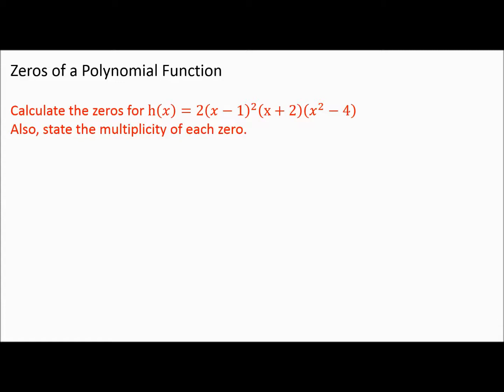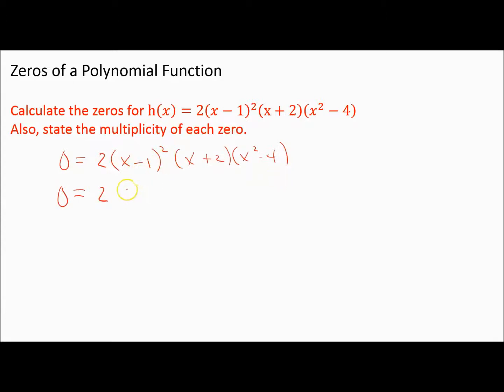So for our next problem, I'm going to set the entire function equal to 0, because notice it asks us to calculate the zeros. And then it asks for something that we haven't discussed yet, and that is the multiplicity of each zero. Now, when you look at this problem, it looks like it might already be factored, but it's not completely factored, and let's do that.